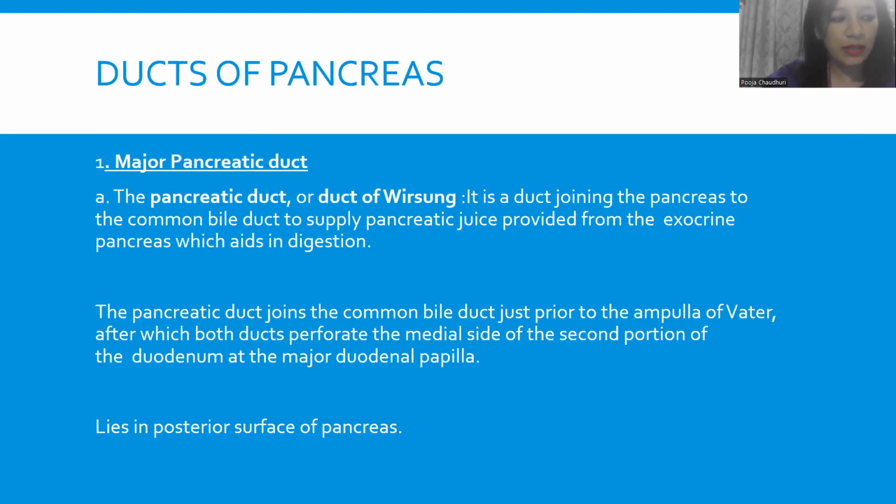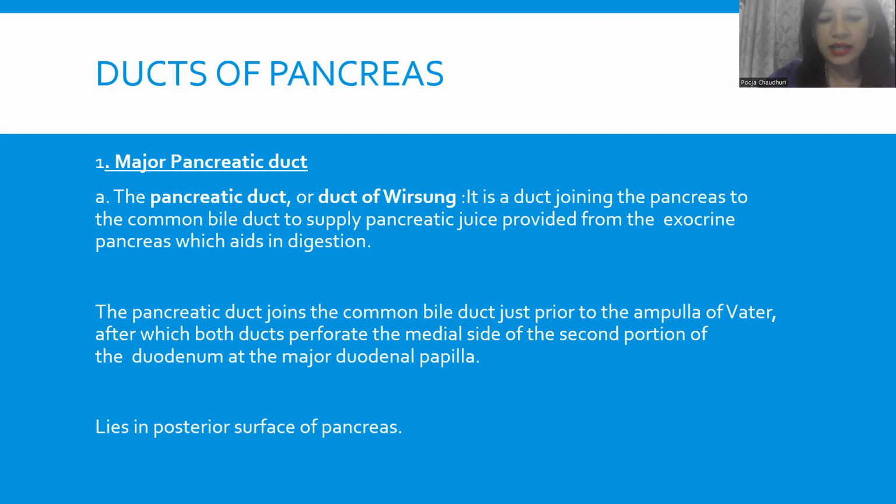Next is a very important part. So we have finished with the relations of the pancreas, and now we will check the ducts of the pancreas, which is a very important part of the pancreas. There is the major pancreatic duct, also called the duct of Wirsung. Basically this is a duct that is joining the pancreas to the common bile duct, supplying the pancreatic juice that is required for digestion.